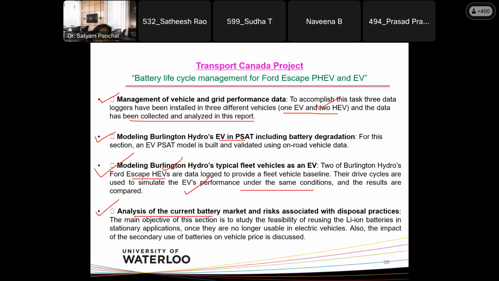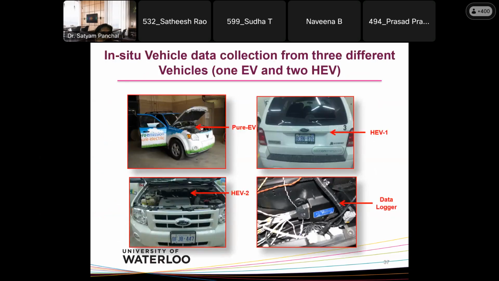The fourth one is basically the secondary use of the battery. The first one is about the vehicle. If you look at this vehicle, the first one is the blue color one, that is the pure electric vehicle, and instead of an engine here you can see the electric battery pack.